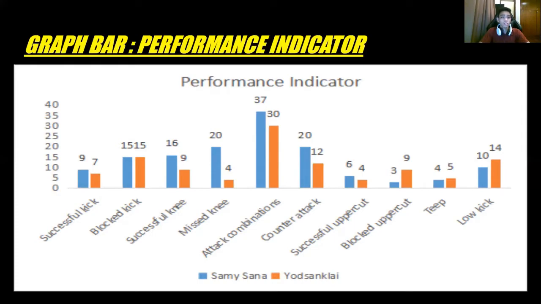The lowest numbers are 4 and 5, only 4 and 5 tips by the 2 athletes, because this is a hard technique to do. And the only number that they managed to get even is block kick. It's 15 over 15. So, that's all from me.